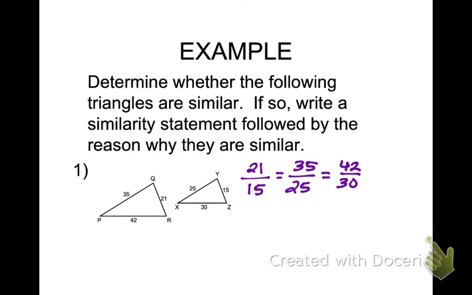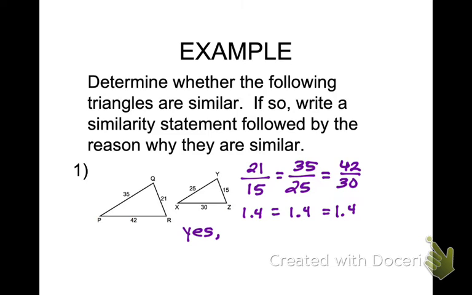So on my calculator, I'm going to do 21 divided by 15. And I get the decimal 1.4. 35 over 25, 1.4. Oh, I'm getting excited here. Let's see if it works for the last one. 42 divided by 30, yep. So are my sides proportional? Yes, they are. So check. So we're going to say yes, they are similar.